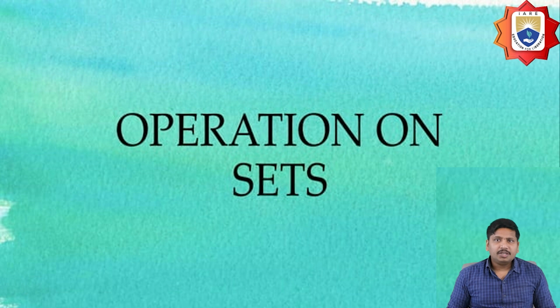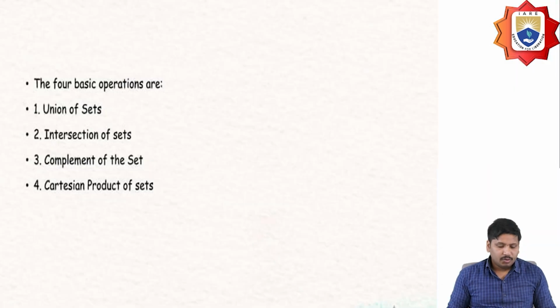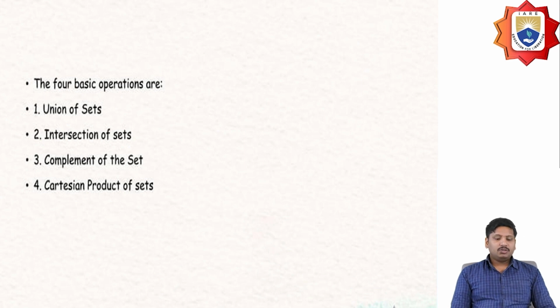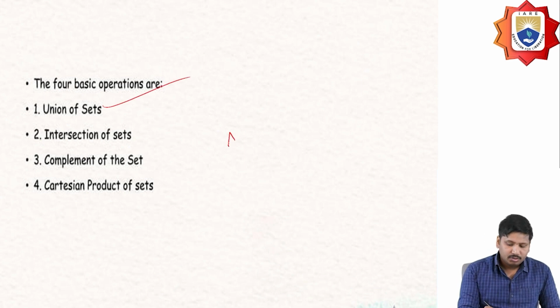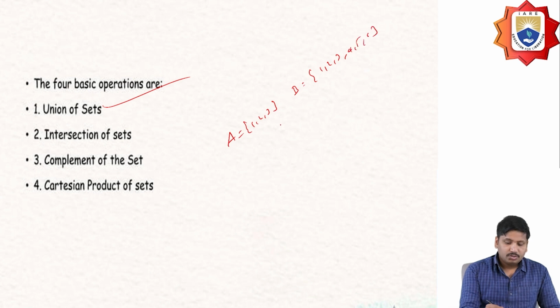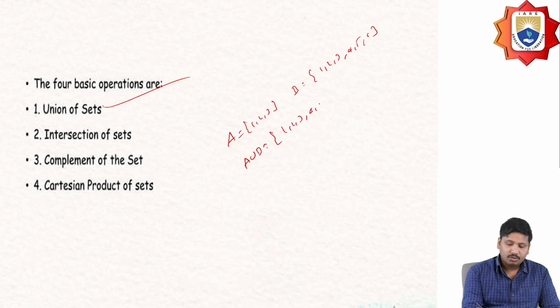And next one is operations on sets. Here we're going to perform these kinds of operations: union of sets, intersection of sets, complement of a set, and Cartesian product of sets. So union of sets means, if I have A equal to {1, 2, 3} and B equal to {4, 5, 6}, then the union A ∪ B is equal to {1, 2, 3, 4, 5, 6}.